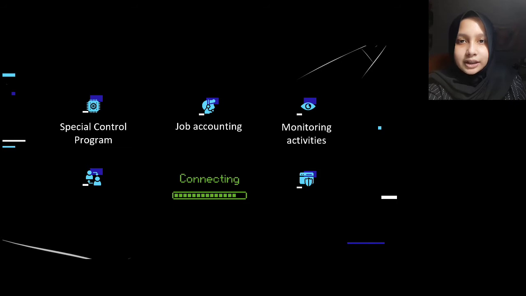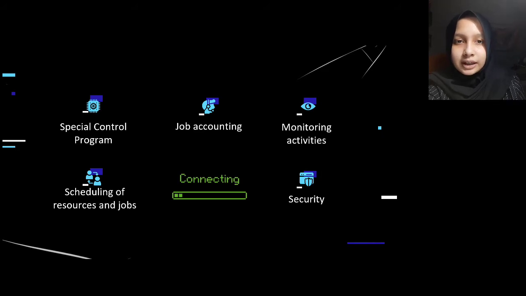Scheduling of resources and jobs. The operating system prepares the list of tasks to be performed for the device of the computer system. And the last one is security. Computer security is a very important aspect of any operating system. The reliability of an operating system is determined by how much better security it provides us.